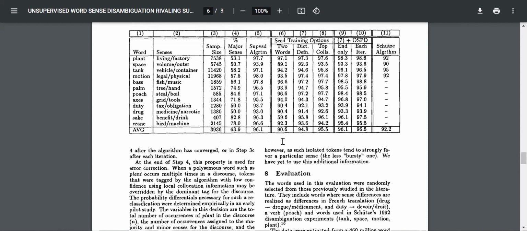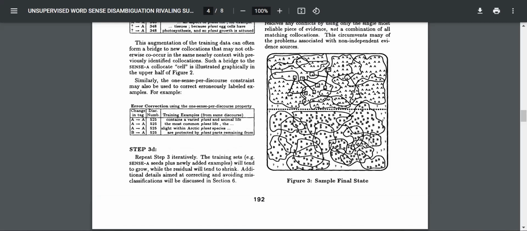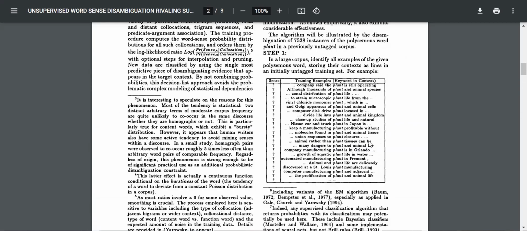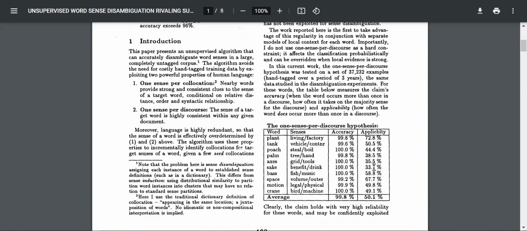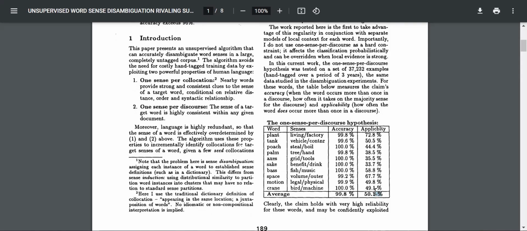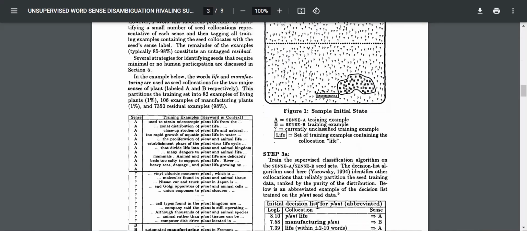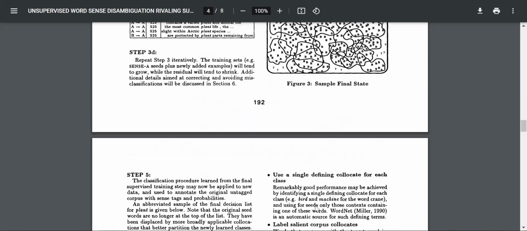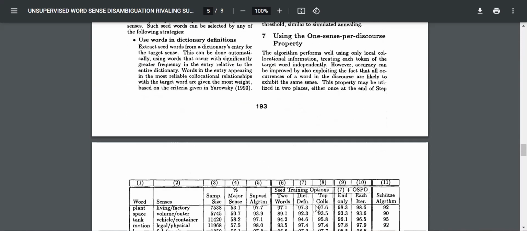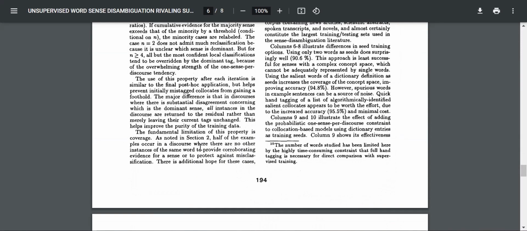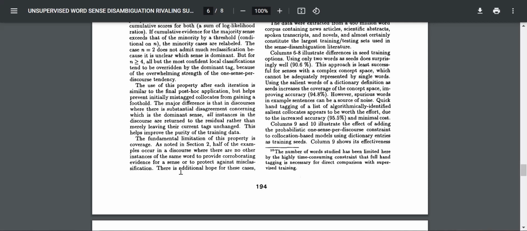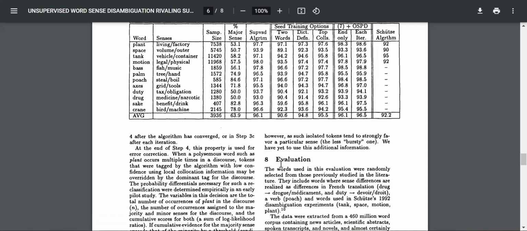So basically what they're saying is, if you look at this table which we saw initially, you can see that in over 50% of the cases the word occurs only once. So you have to judge the sense by using only that word. So you are not getting additional information. There is additional hope for these cases, however, as such isolated tokens tend to strongly favor a particular sense, we are yet to use this additional information.